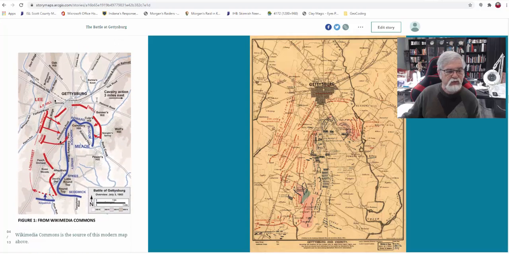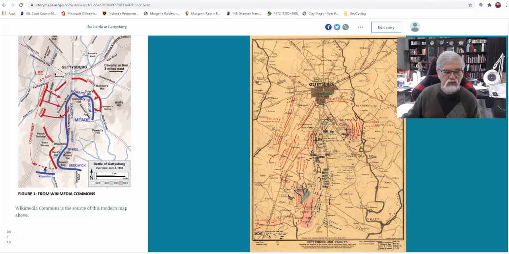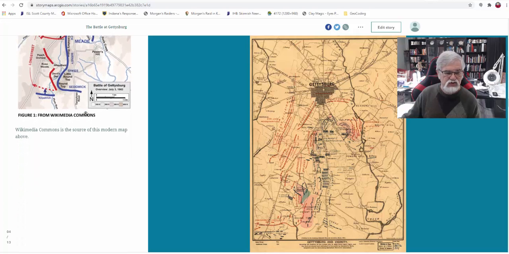And a more modern map you can see here over on the left hand side as we go through this presentation. This came out of Wikimedia. All the historical maps came from the Library of Congress, and we've given you the URLs to each of these maps.